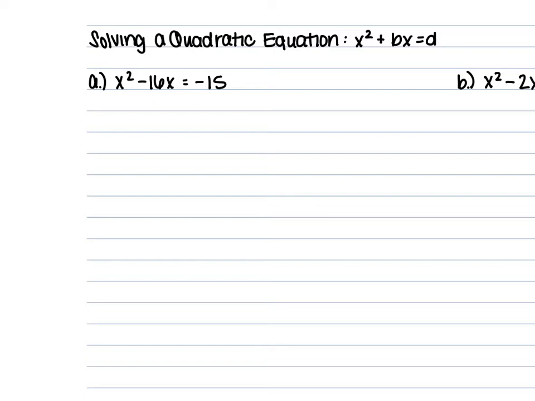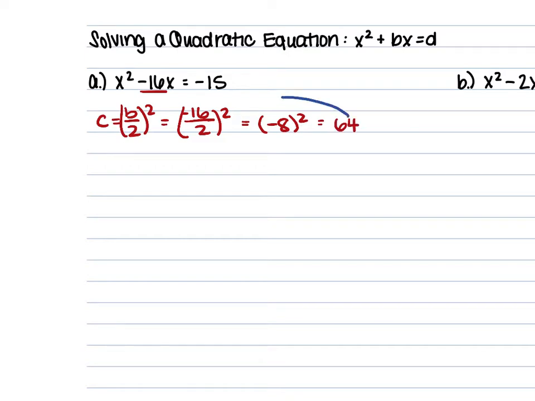Our constant is already on the other side of our equal sign, away from the x squared and the negative 16x. We're good. From here, we are going to take our b term, which is negative 16, and find our new c term. So we said before, c is equal to b over 2 squared. This gives us negative 16 over 2 squared, which is negative 8 squared. Negative 8 squared is 64. So we're going to add the 64 to the x squared minus 16x as well as the negative 15.